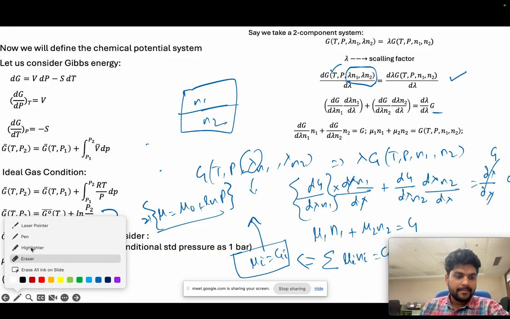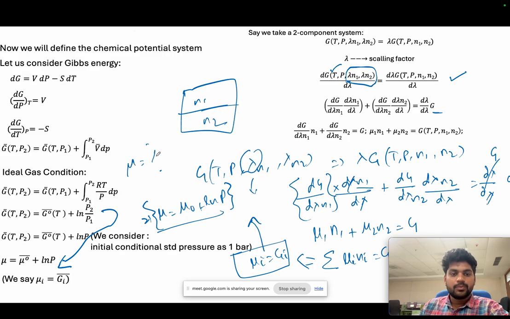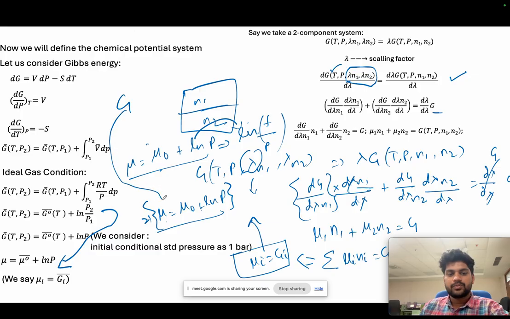In the class, if you have seen, we will get mu equal to mu naught plus ln p, and then in the further classes you will see this ln p will go as fugacity value, and this will be explained in the further classes. So we will write this value as this value. So you understand now how we get the mu from the Gibbs energy to this formula. Any doubt regarding this? I will explain it again if you have doubts.